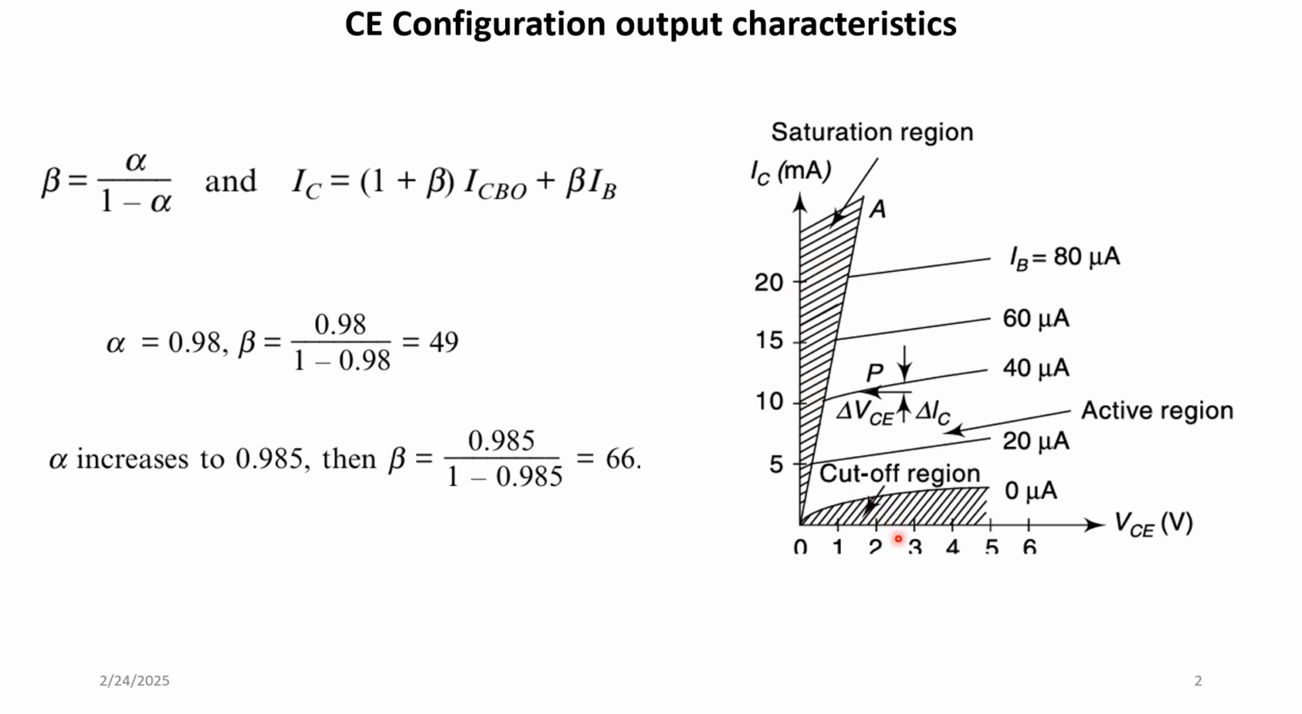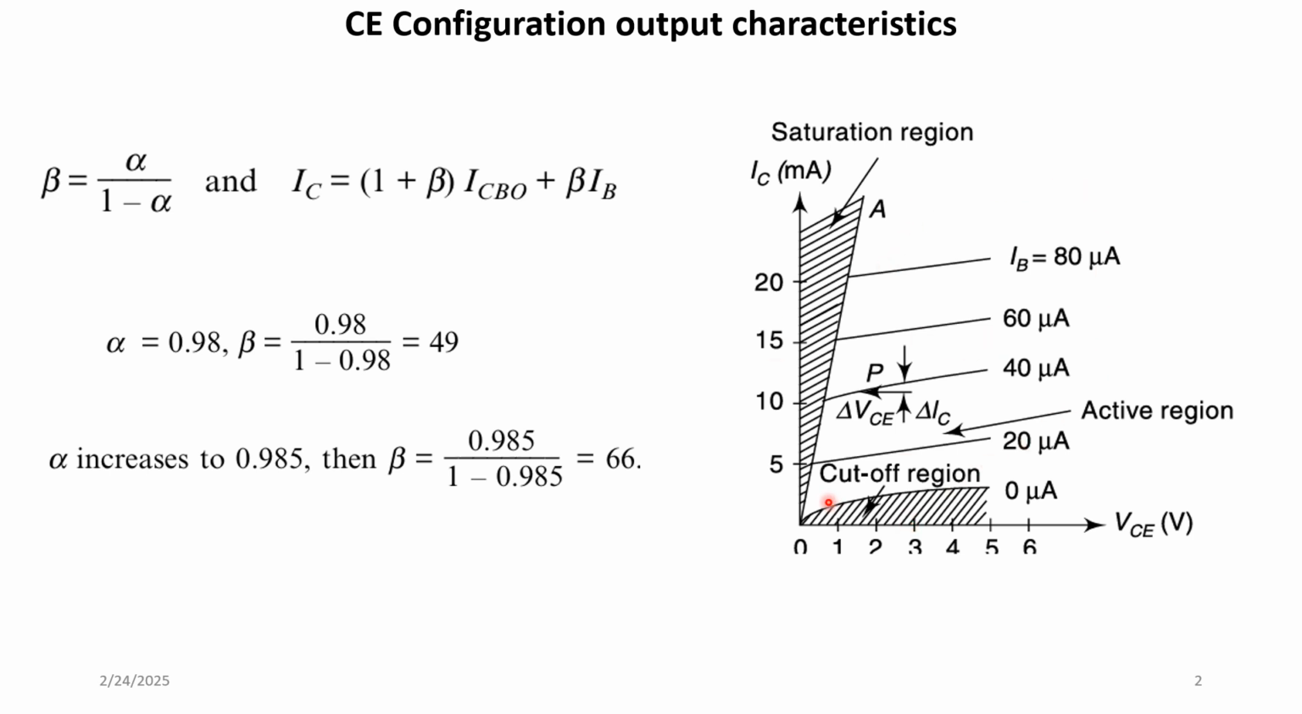Cutoff region is below the curve for IB as 0. This is the IB 0 line, and below this is known as the cutoff region. Here both the junctions are reverse biased, that means the transistor is in off condition. Now your collector current is 0, collector voltage equals VCC, that means the transistor is virtually an open circuit between the collector and emitter, for the cutoff region.